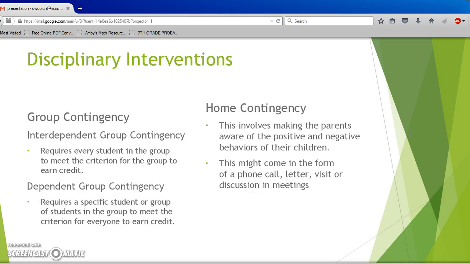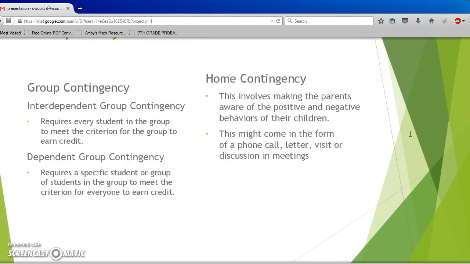Home contingency. This involves making the parents aware of the positive and negative behaviors of their children. This might come in the form of a phone call, a letter, a visit, or discussion in meetings.